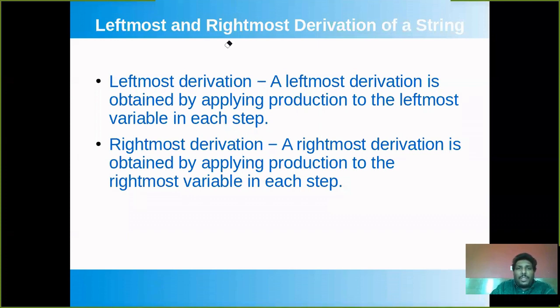And we can also use leftmost and rightmost derivation of the string. The leftmost derivation is obtained by applying a production to the leftmost variable in each step. We will see that in an example. The rightmost derivation is obtained by applying the production to the rightmost variable in each step. Let's see the example, then we can understand more clearly.